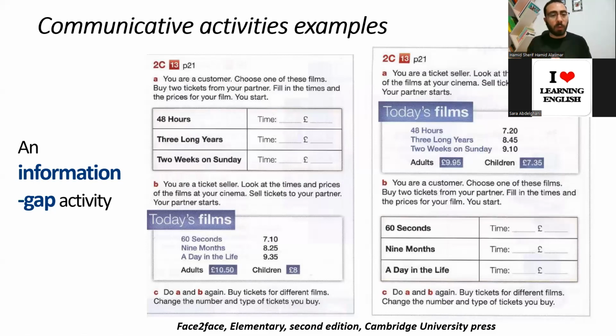Again, it's very controlled because students need to complete only these movies. They are using limited language. It's from an elementary course book, face-to-face. But still, it is communicative because students need to communicate. So this is one example.